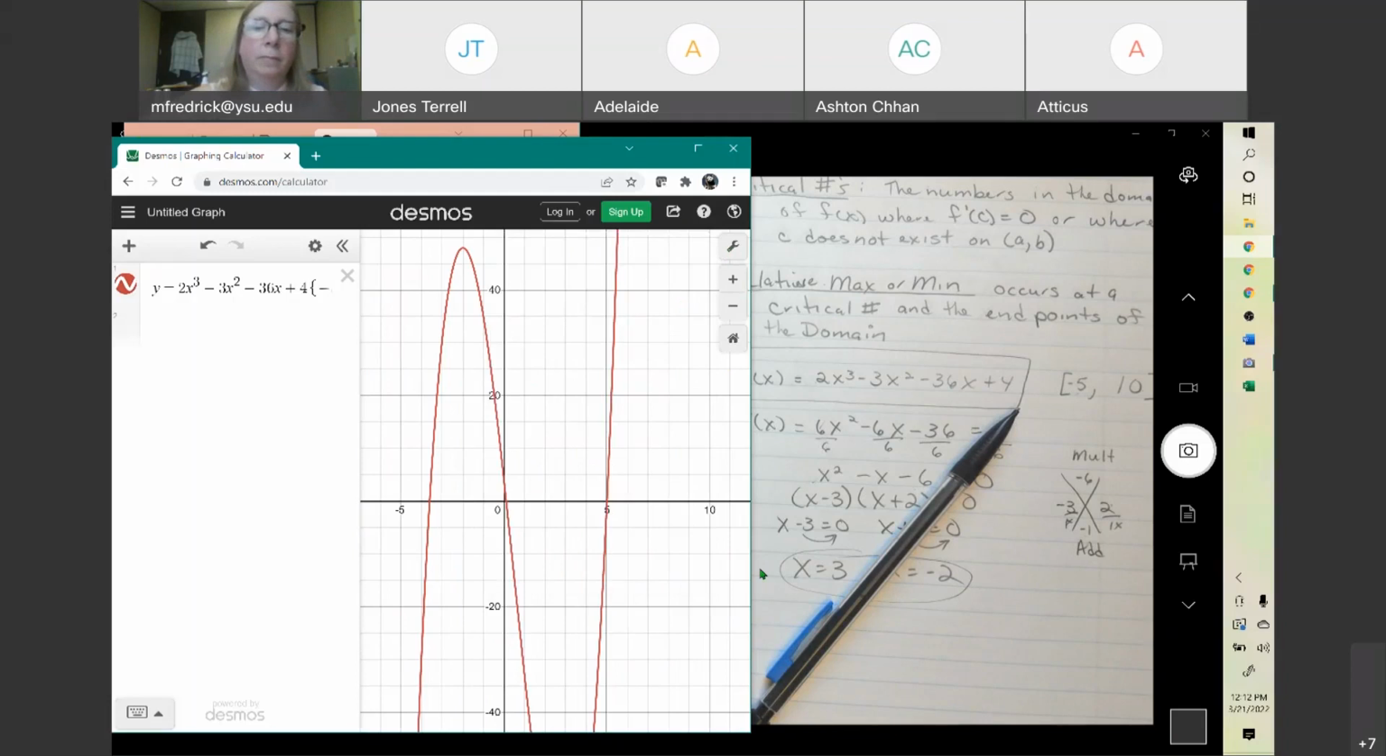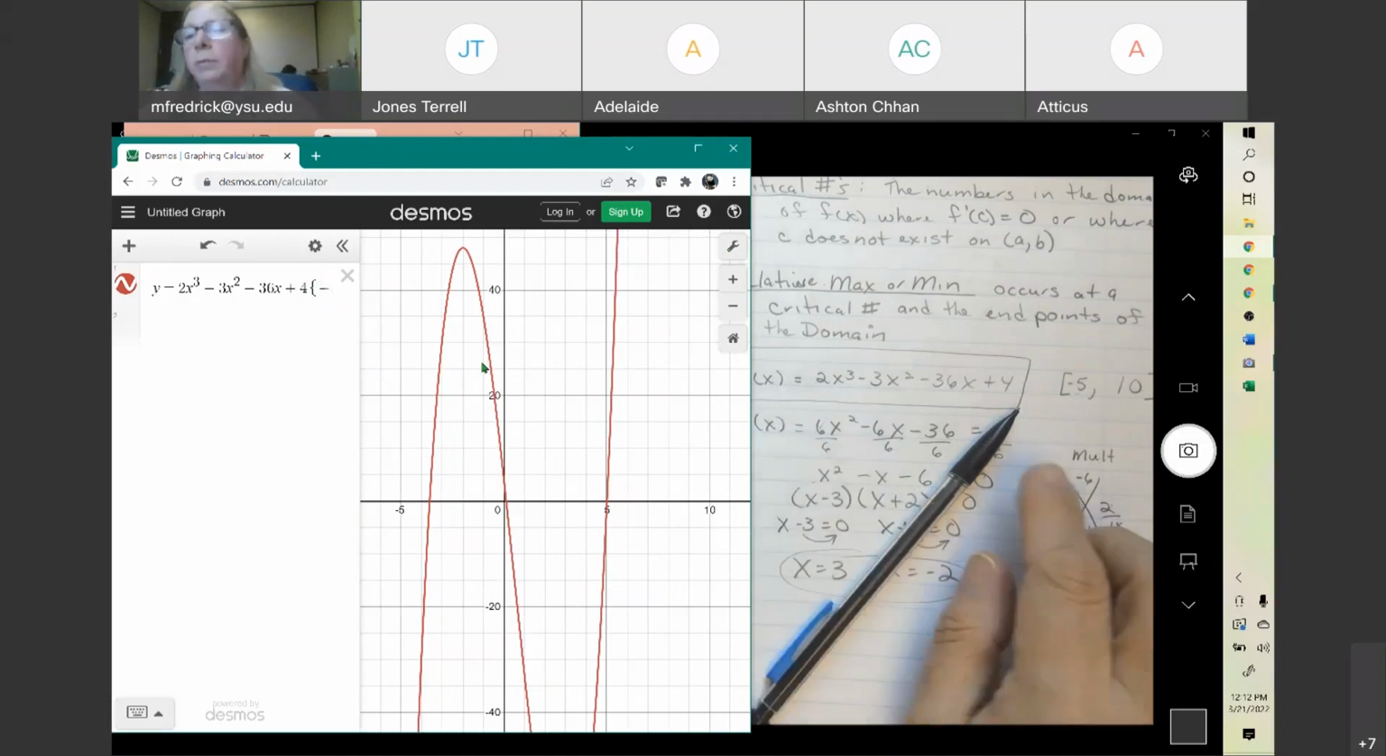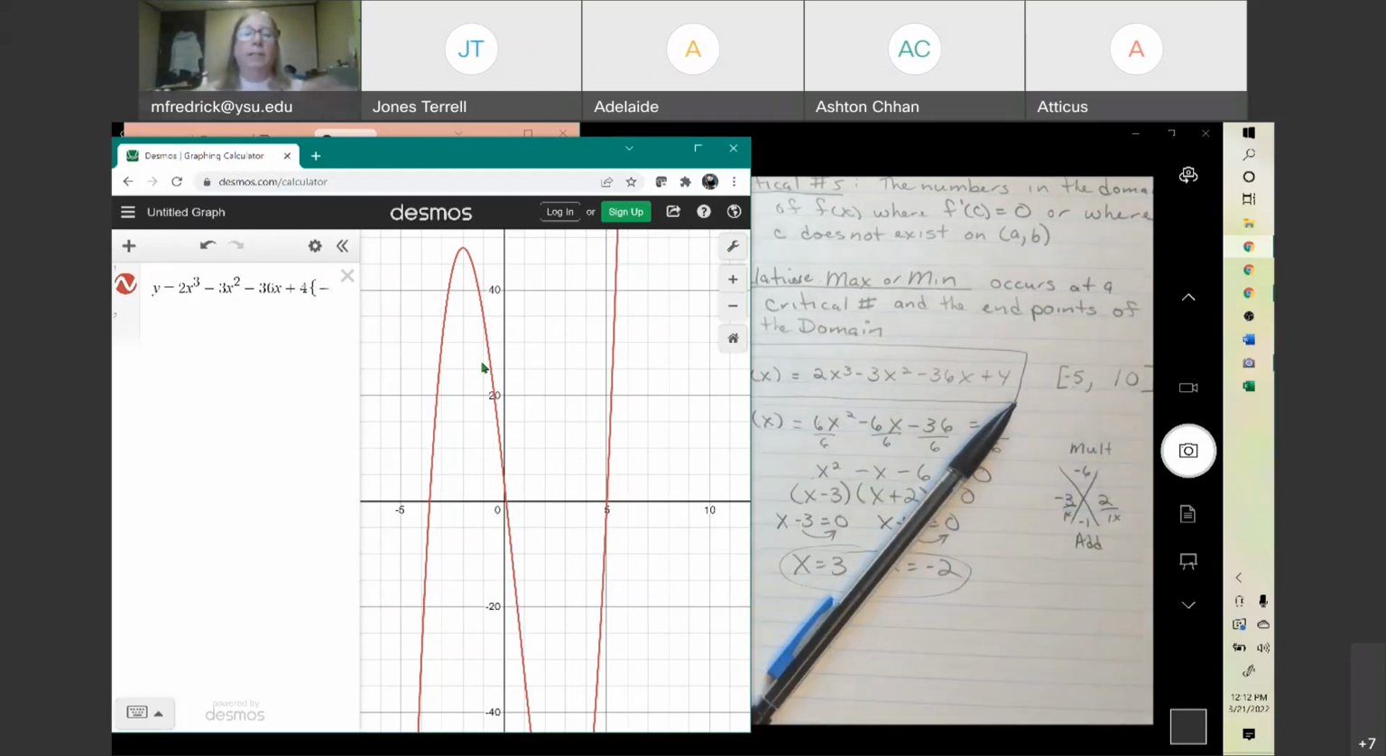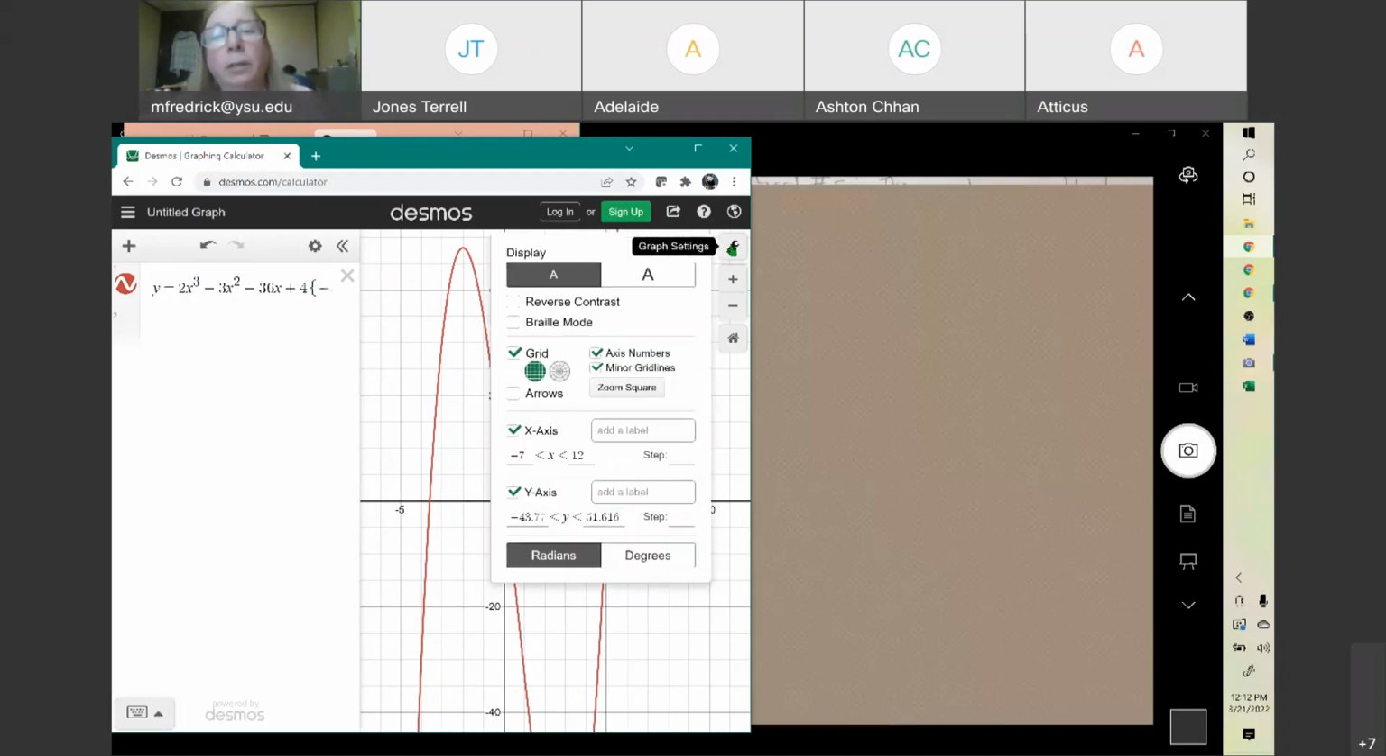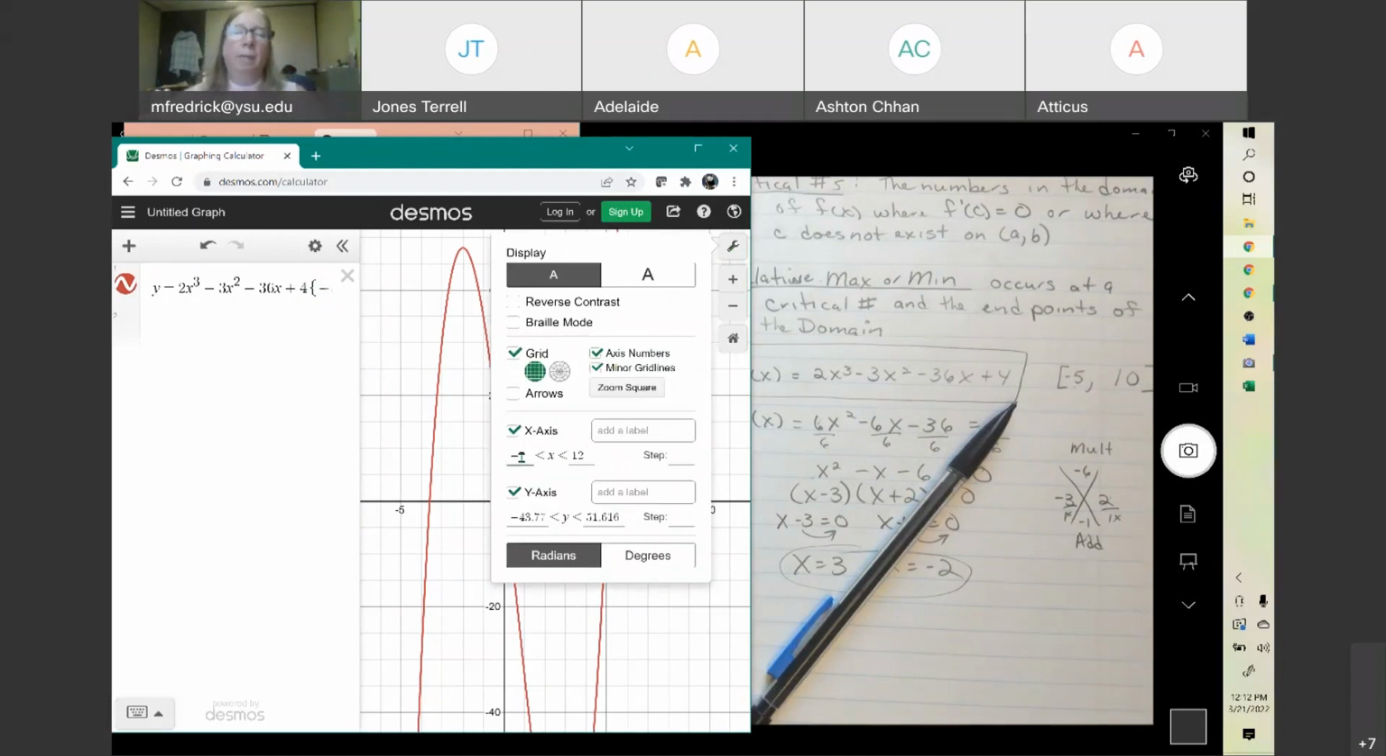What did you just do there? I knew that my range was -5 to 10, and I wanted to get it spread out more. So you click on your wrench, and then I went 2 units each way. So instead of -5, I went -7, and then instead of 10, I went 12. Okay. Thank you.